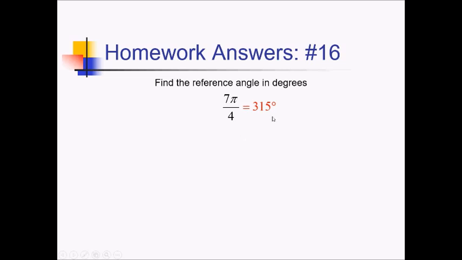So where is 315? Well, that's in the fourth quadrant. And I'm trying to figure out how far this is from the closest x-axis angle. So the closest x-axis angle is actually going to be 360 on the right side of the unit circle. How far is this from 360? I can figure that out by doing 360 minus 315, which gives me 45 degrees.